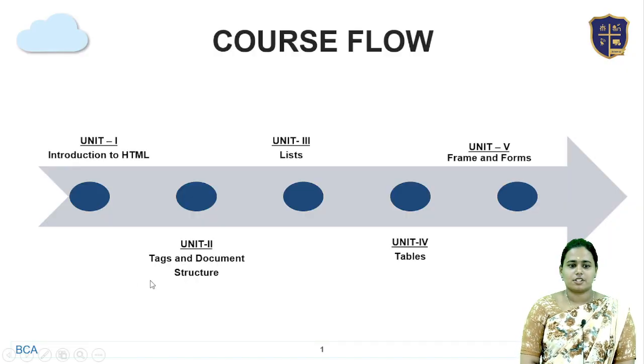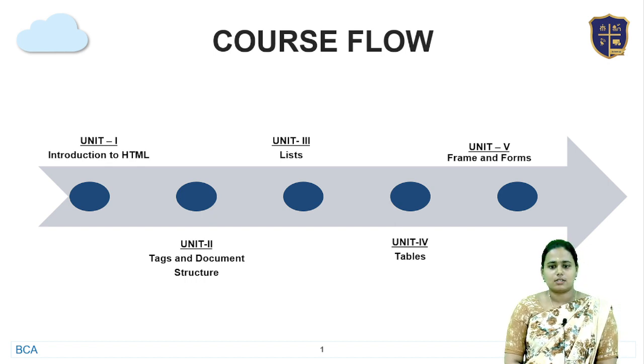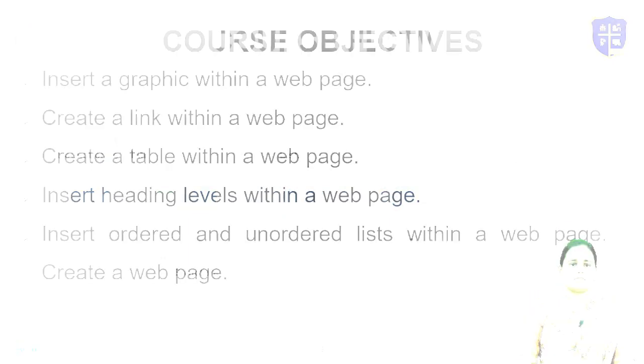The first unit consists of Introduction to HTML, and in the second unit we are going to see about tags and document structure. The third unit is lists. In the list we are going to see the unordered list and the ordered list. Unit 4 consists of tables, and unit 5 consists of frames and forms. First we are entering the subject.